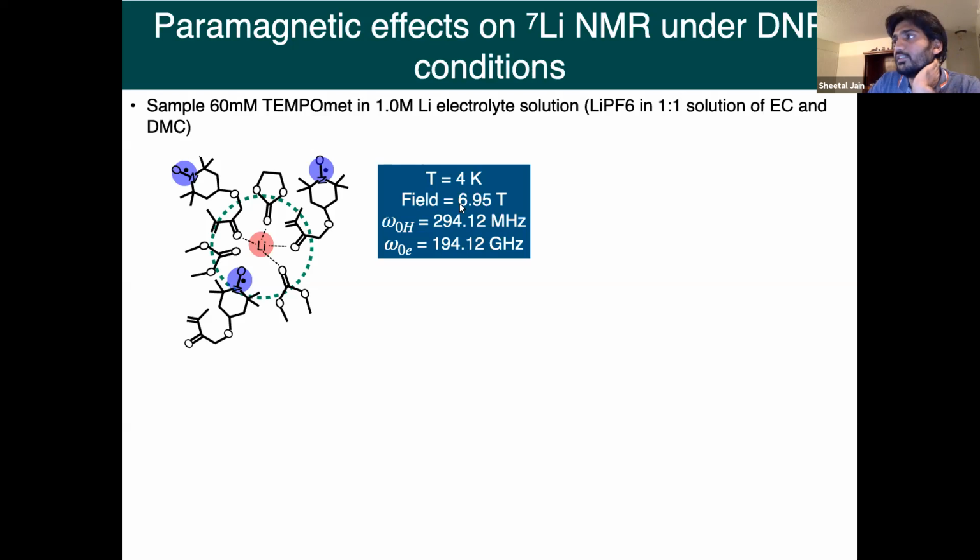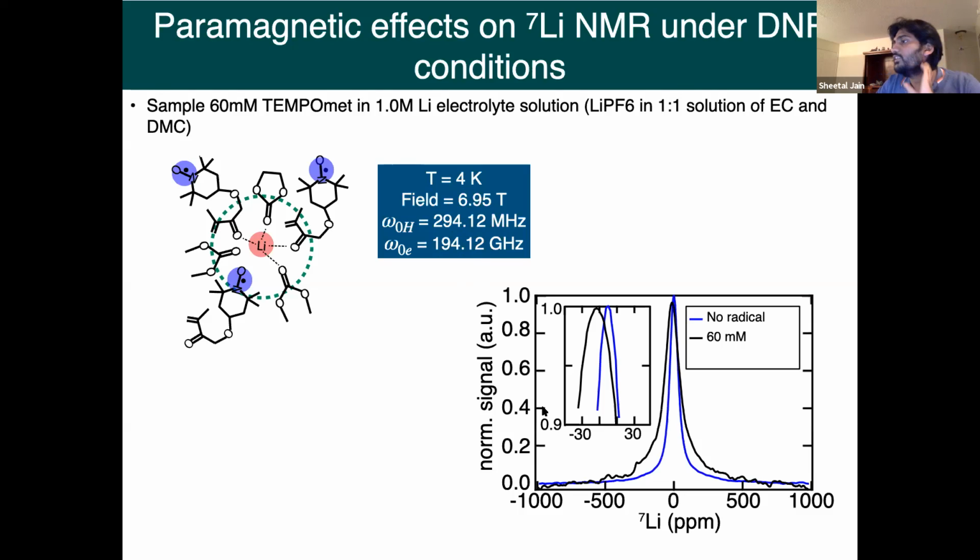We perform experiments at liquid helium temperature. Our field is at around 7 Tesla, which corresponds to these frequencies for proton and electron spins. So here is a comparison of the lithium NMR signal recorded without any radical in. That's the blue line, which is relatively narrow. And as we introduce the radical, the line becomes broad and its chemical shift changes as expected.